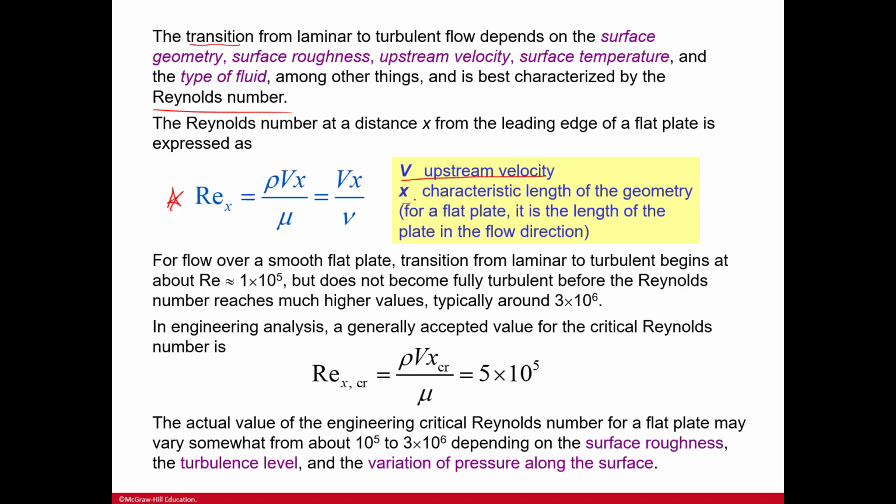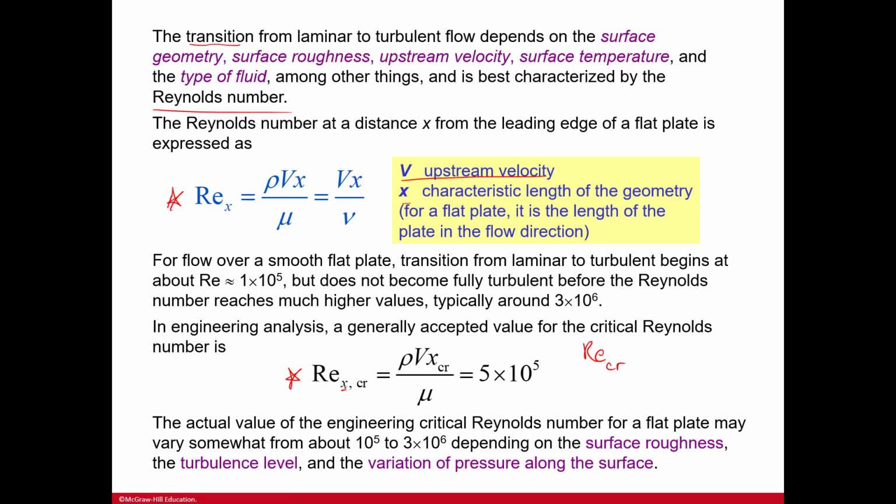So here, for a flow over a smooth, flat plate, transition from laminar to turbulent begins at the Reynolds number equal to 1 times 10 to the 5th, but does not become fully turbulent before the Reynolds number reaches much higher values, typically around 3 times 10 to the 6th. In engineering analysis, a good accepted value for the critical Reynolds number, so remember Reynolds critical, is this. And you see that in regard to X.